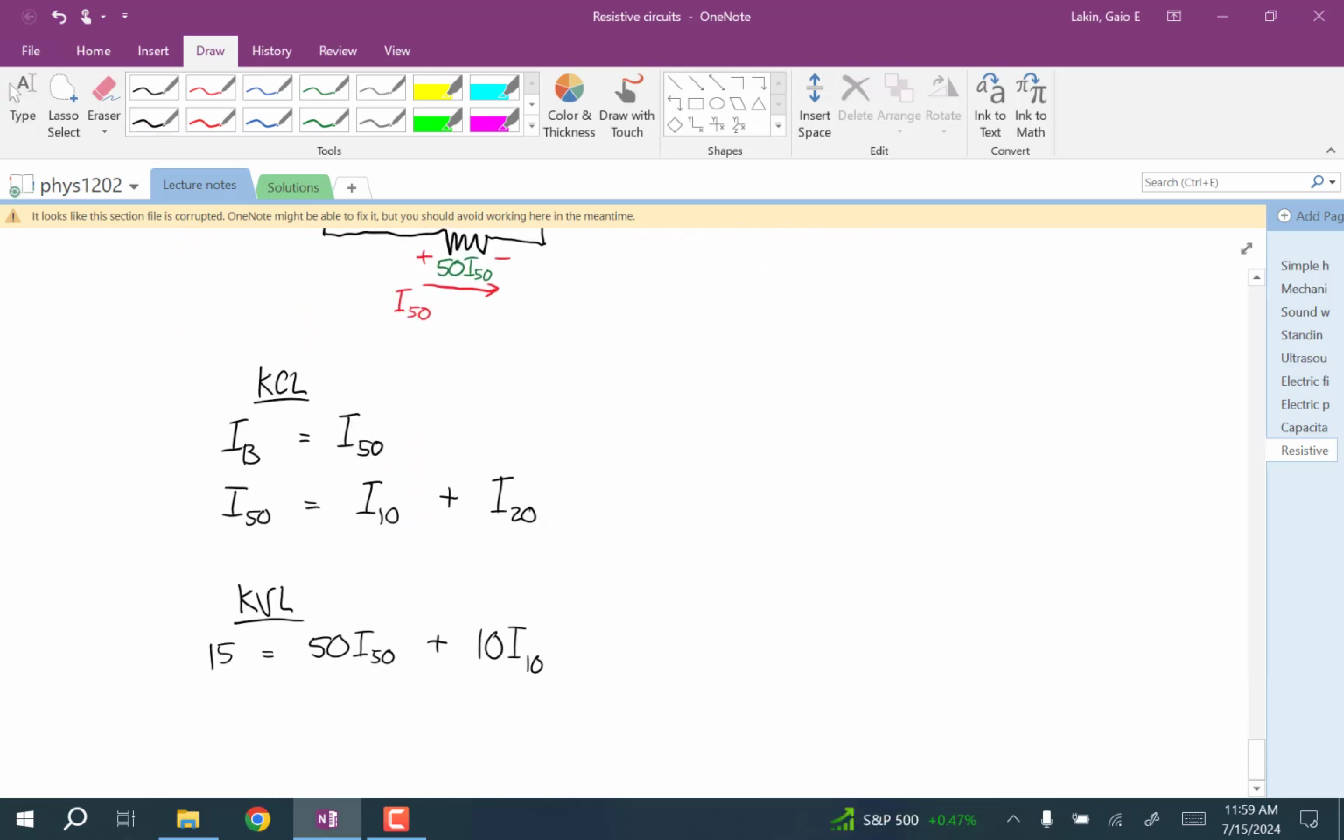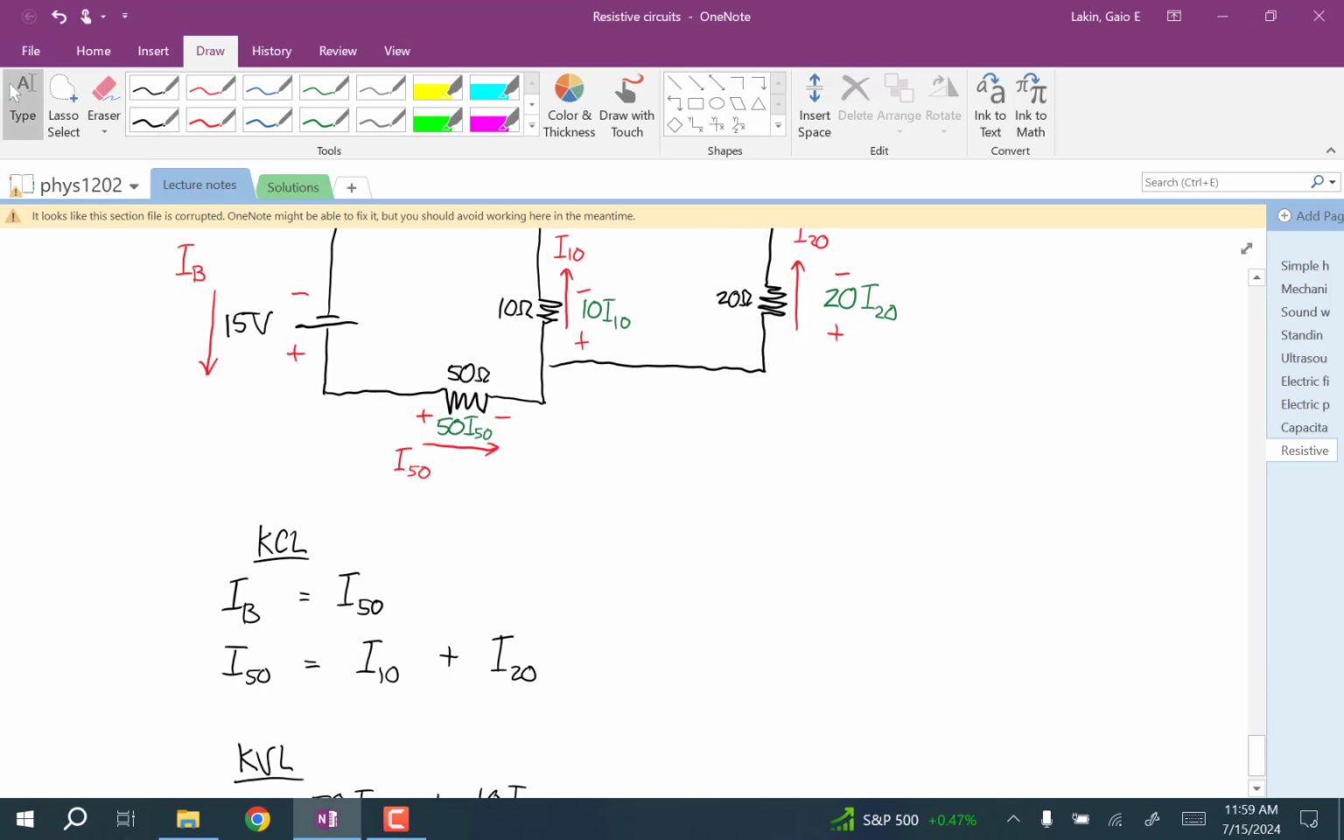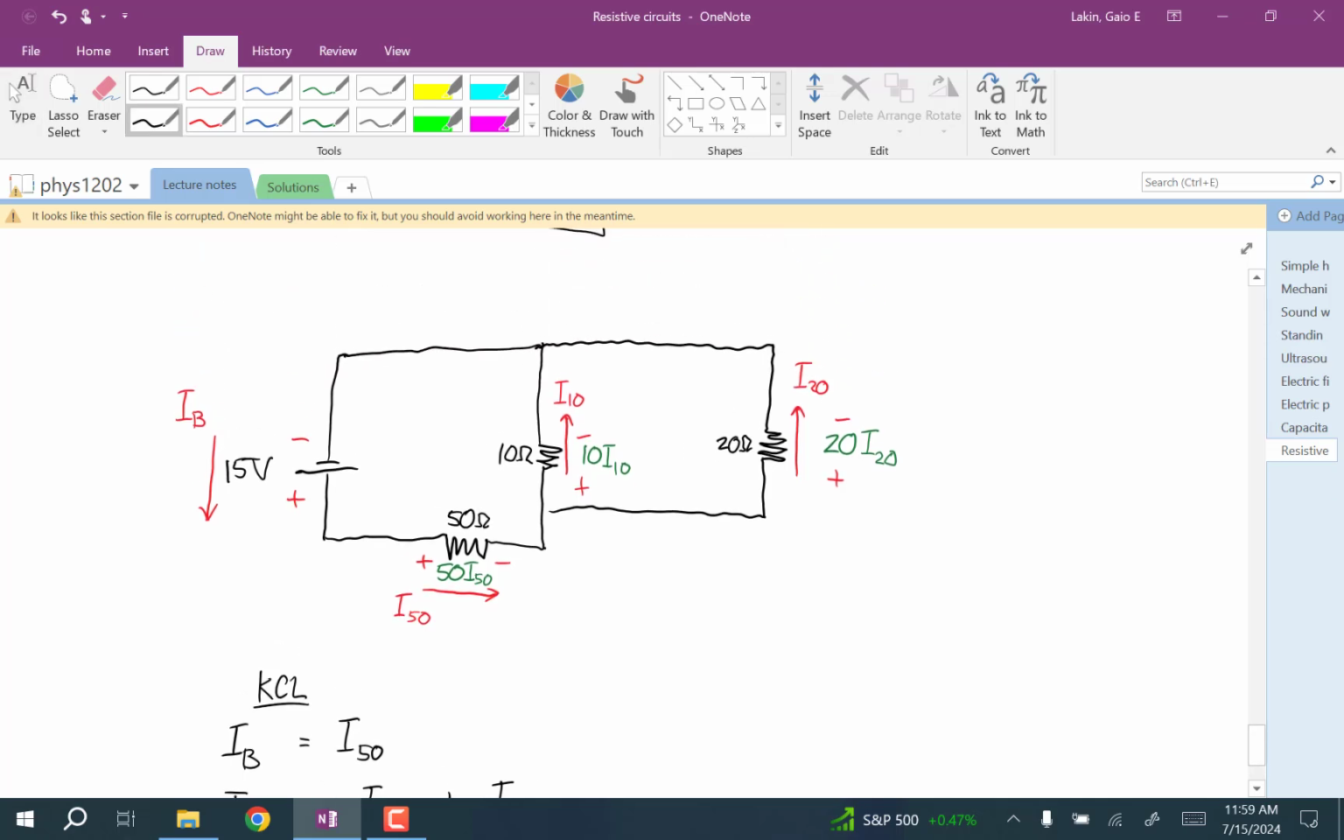And then for our second equation, we could use the big outer loop, or we could use the small right loop. I'm going to use the small right loop. It'll just have fewer variables in it. So if I start my loop here, we rise 10 I10.